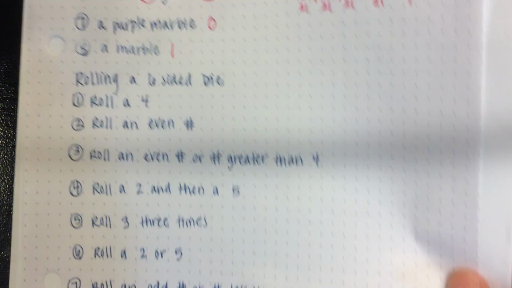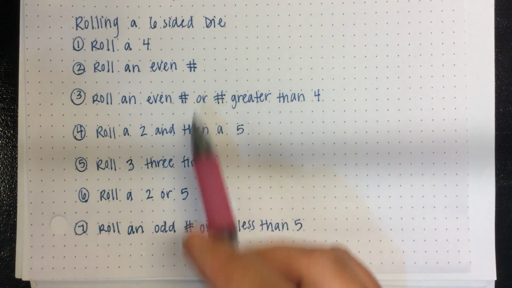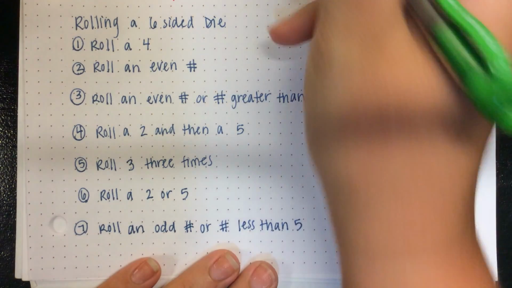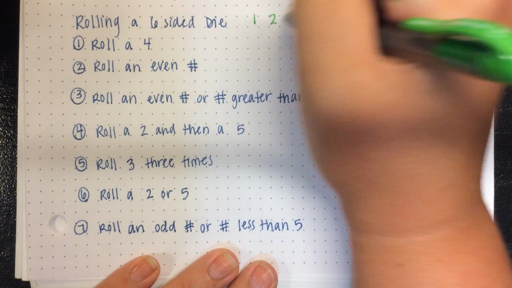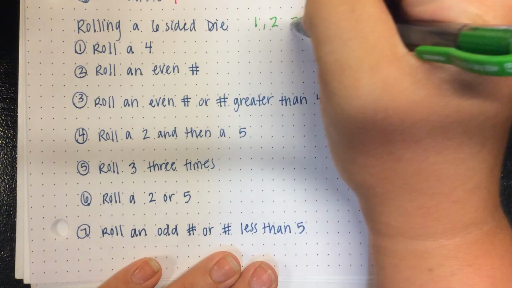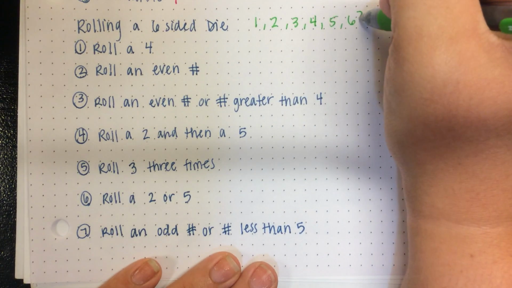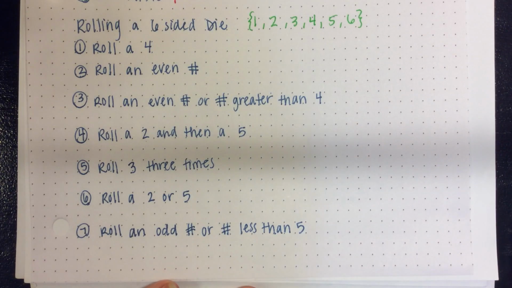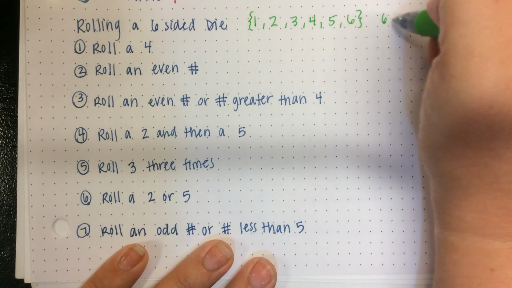So the next one, we're going to use all of these with a die. We're rolling a die. So for the first one, I want to roll a 4. So to start with, I'm going to list out my options. So I'm either going to get a 1, a 2, a 3, 4, 5, or 6. And these are my outcomes. Usually we put them in curly brackets. We just list them all out. So these are all my possible outcomes. So I have 6 total.